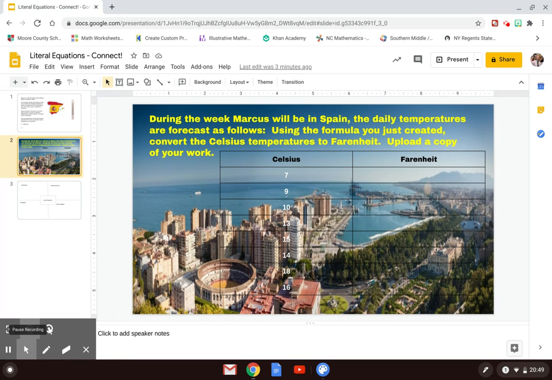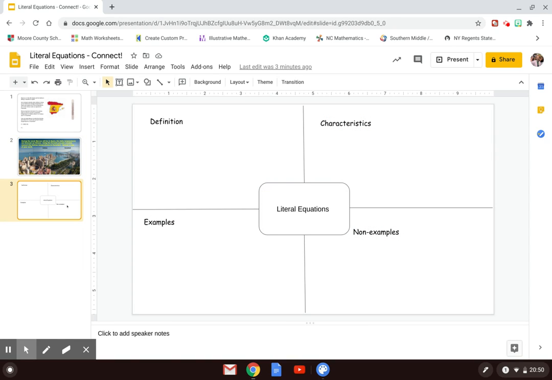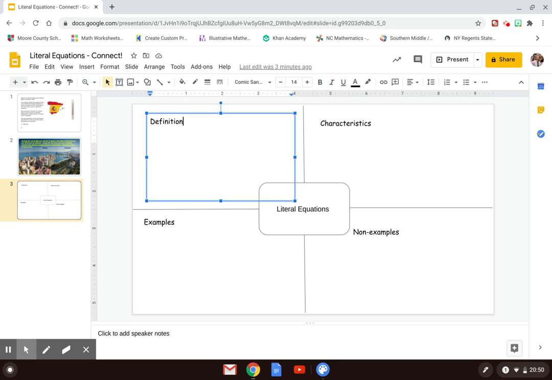All right, welcome back, and I hope you were able to complete the table and it didn't give you too much difficulty. And now let's summarize what we've learned here on this Frayer model. So again, please reproduce this inside your notebook. And as I go through the different blocks here of this Frayer model, go ahead and write this along with me inside of your notebook. So let's start with the definition of a literal equation. What is a literal equation?